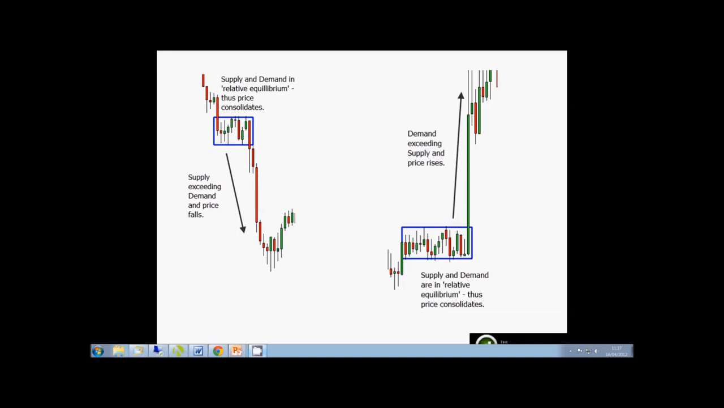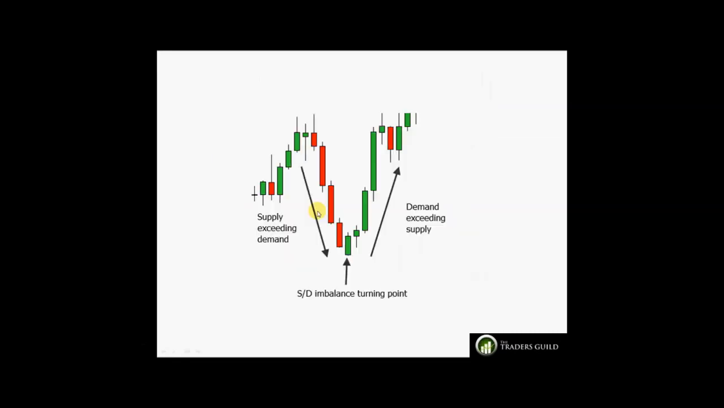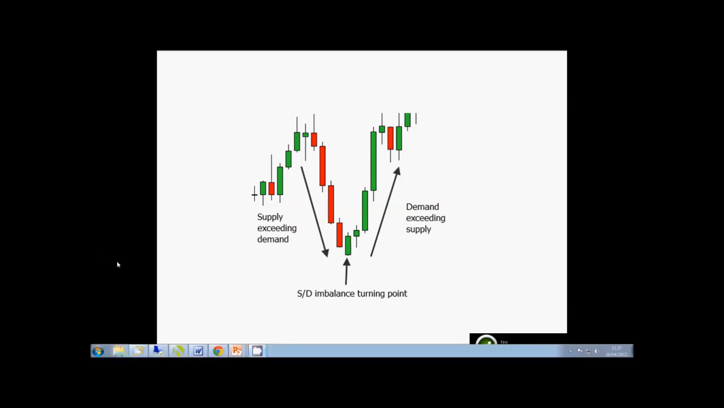The other area on a chart that we will see supply and demand imbalance is at swing highs and lows, or what I call supply and demand imbalance turning points. These basically represent a change in the direction of the supply-demand imbalance as the trend is reversed. So that's why I call them supply-demand imbalance turning points.